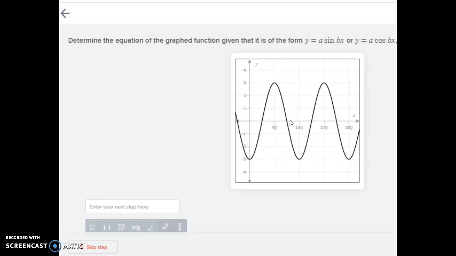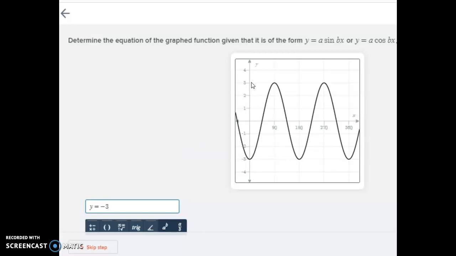Now, what might confuse you a little bit is that the sine function starts at the origin, and the cosine function starts at positive on the y-axis. But everything here has been flipped upside down. How do you flip it upside down? This is where that silly negative amplitude comes into play. So our equation is going to be y equals -3.